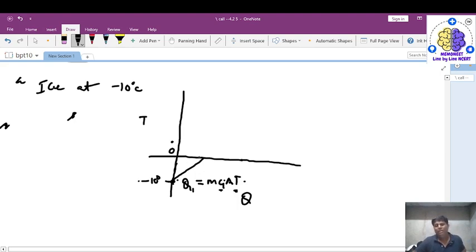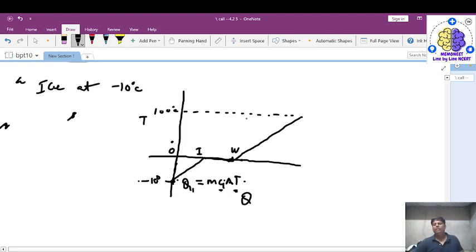Now, when the ice is at 0 degrees centigrade, if we further supply heat, what will happen? Heat is being supplied, but there will be no change in temperature. So here we had ice at 0 degrees centigrade, and now at this point we have water at 0 degrees centigrade. Now if further heat is supplied, what will happen? The water will change its temperature and rise up to 100 degrees centigrade.